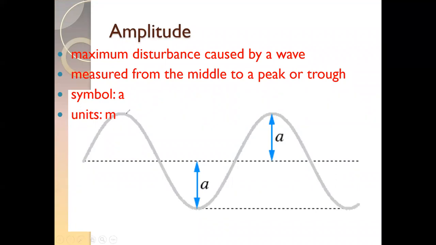Basically, the highest point of the wave is known as the crest, and the lowest point of the wave is known as the trough. So the height of the wave or the depth of the wave, like the distance from the mean position to the extreme position, either from the mean position to the crest or the mean position to the trough, that distance is known as amplitude.